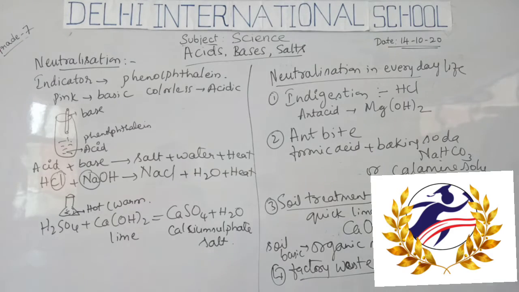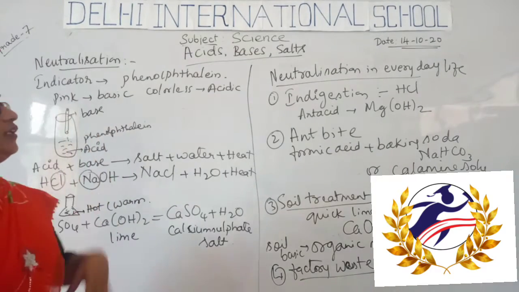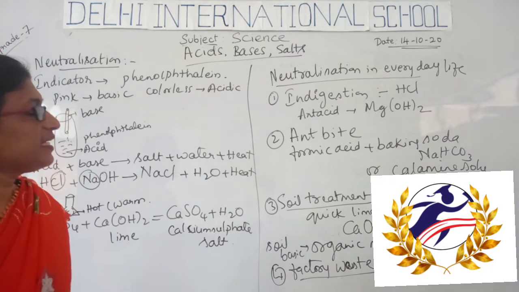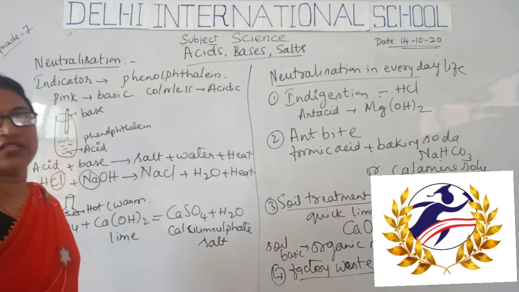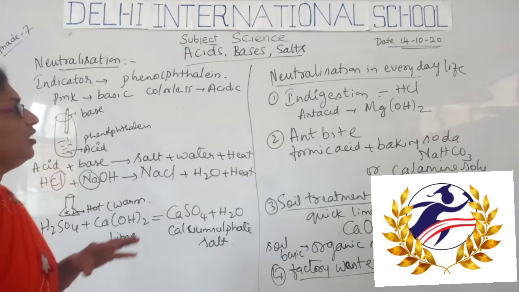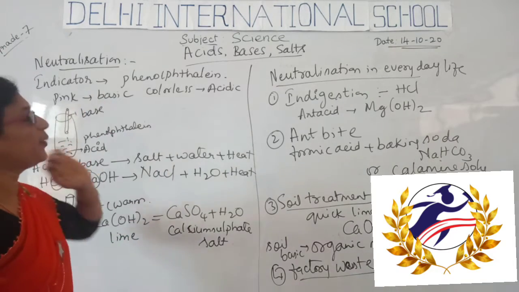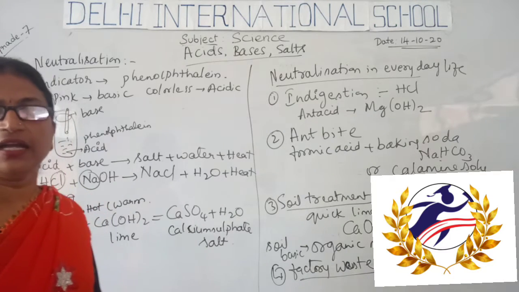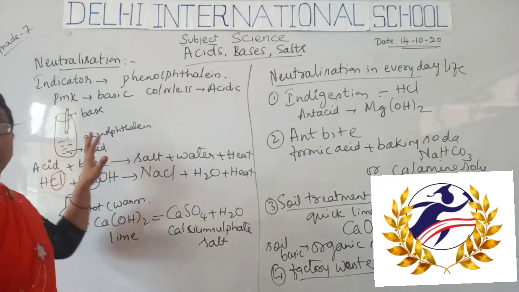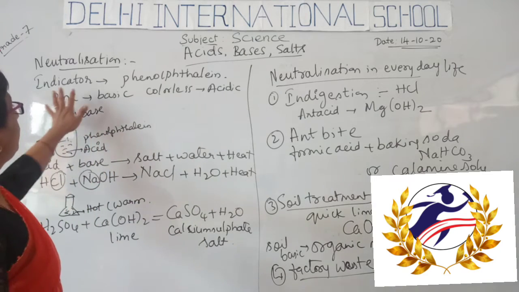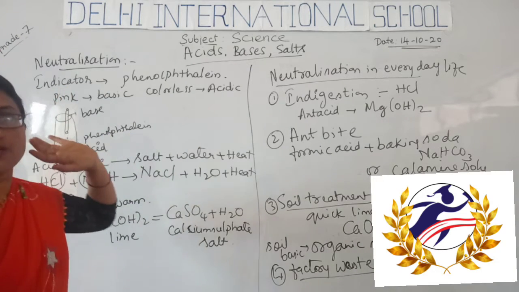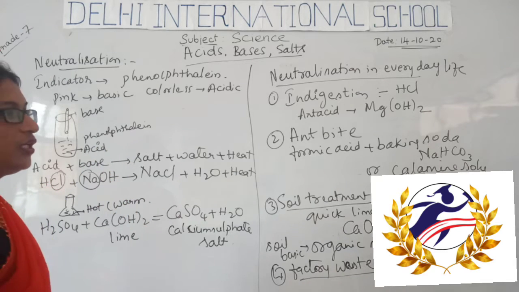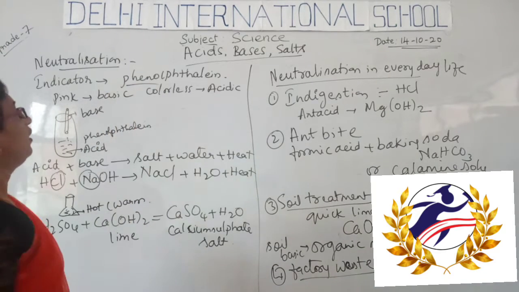Good morning, dear students. Today we will continue the chapter acids, bases, and salts. In the last class, I gave examples of acids, bases, and salts. I also told about natural indicators like China rose, litmus paper, and turmeric powder. I also told about chemical indicators, methyl orange and phenolphthalein, which are used in laboratories.